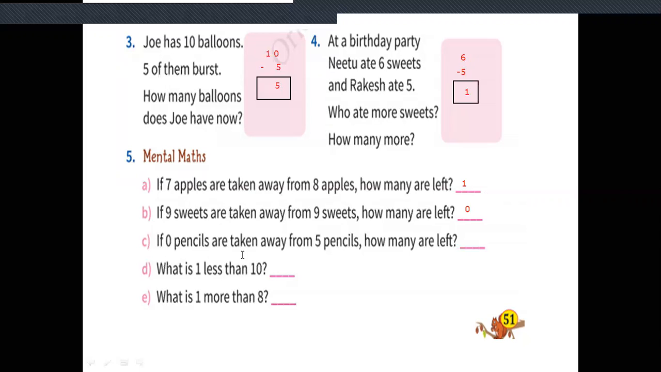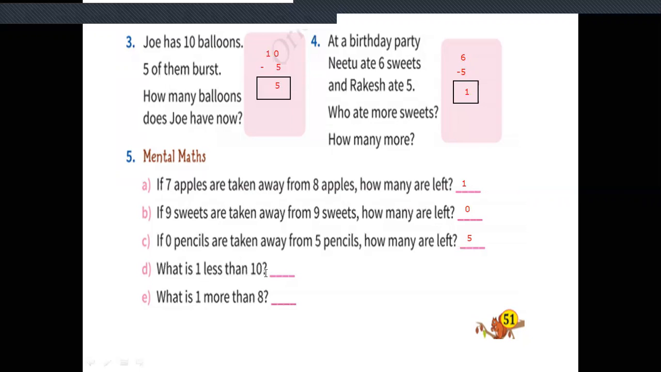If 0 pencils are taken away from 5 pencils, how many are left? See, 5 minus 0, 5 will be left. Okay, from 5 pencils, we are taking nothing. So, all will remain the same. So, 5 will be remaining. Any number minus 0 will be the same number. This also you should keep in mind.